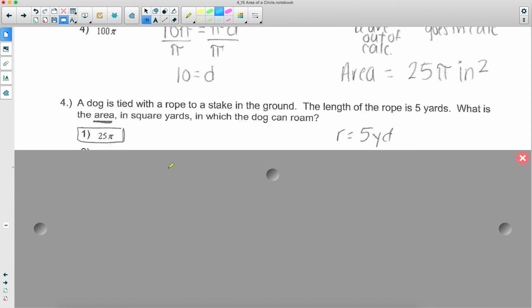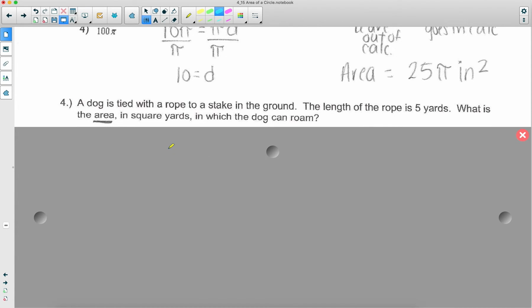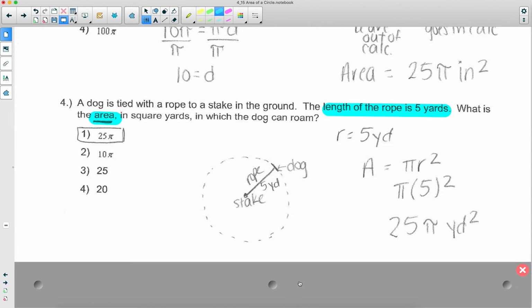And then finally, number 4, it says a dog is tied with a rope to a stake in the ground. The length of the rope is 5 yards. So that's kind of important, right? The length of the rope is 5 yards. What's the area in square inches in which the dog can roam? So if you think about putting a stake in the ground and having a dog attached to the end and it going around the pole or around that stake, it's going to form a circle. So there's kind of what I have.